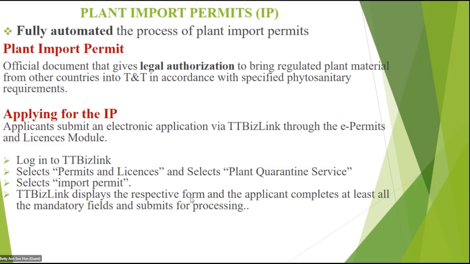In terms of the processing, TT-BIS link then forwards the completed application to the plant import permit platform, where the approval officer will open up the application electronically and start the processing. The following decisions can be made. The permit can be approved. Once approved, TT-BIS link will generate the permit according to the respective template and update the processing status as issued. Once it has been approved, the import permit will then be emailed electronically to the applicant.